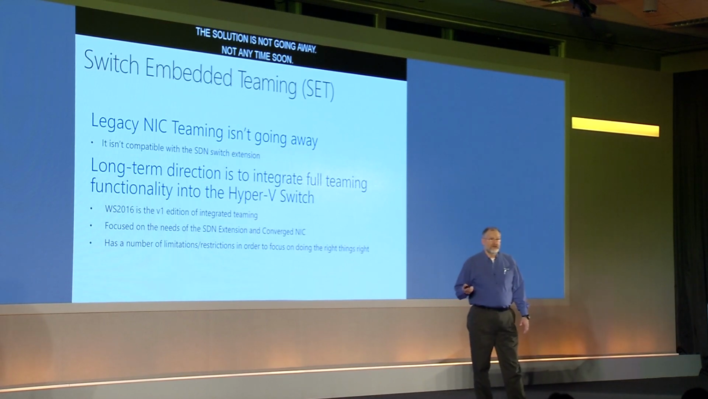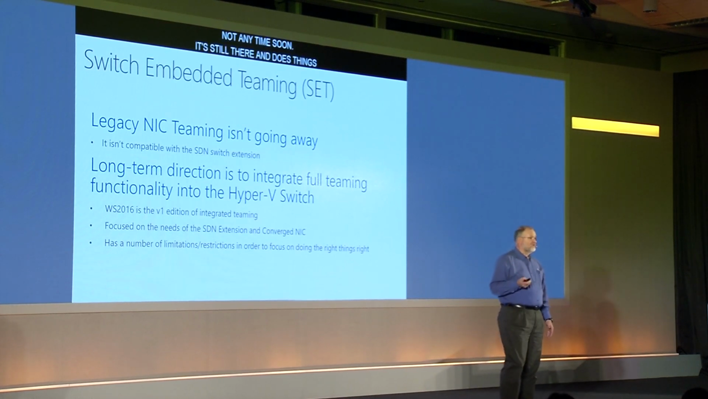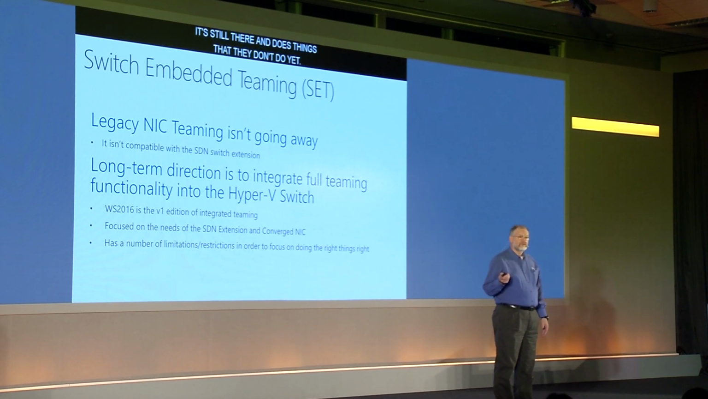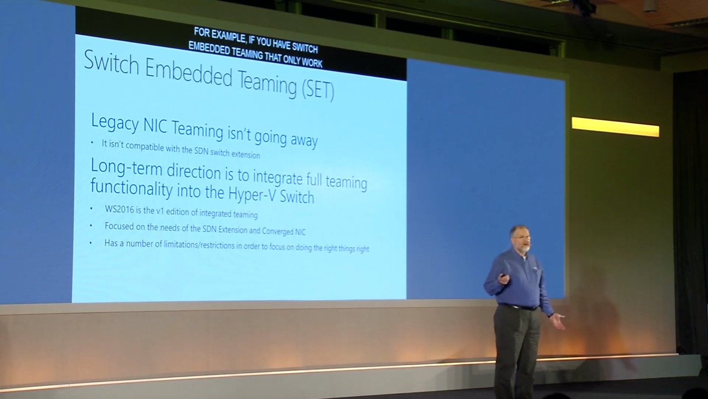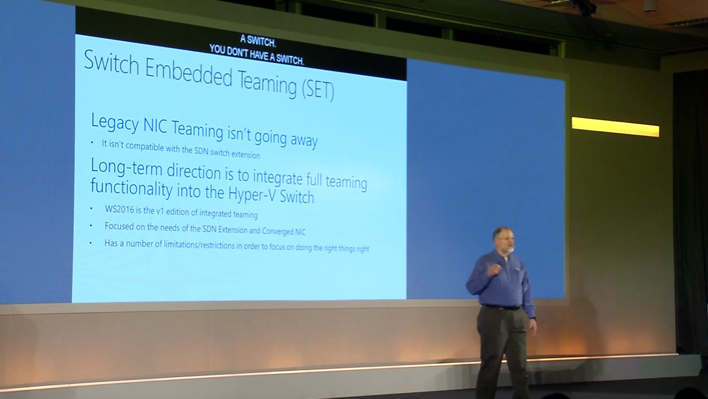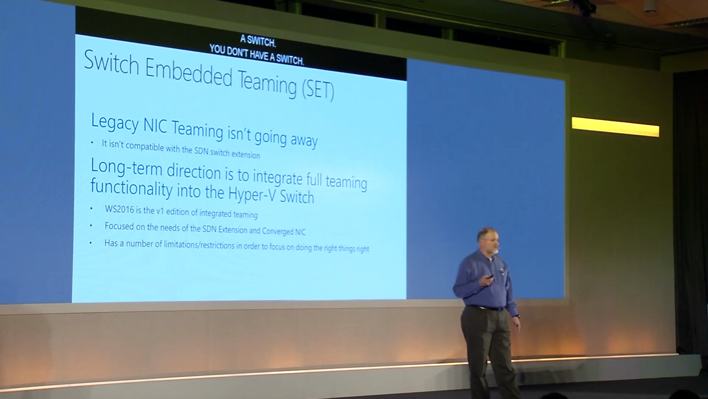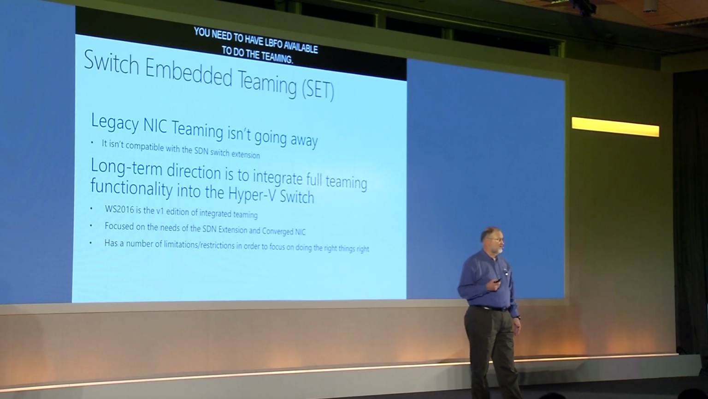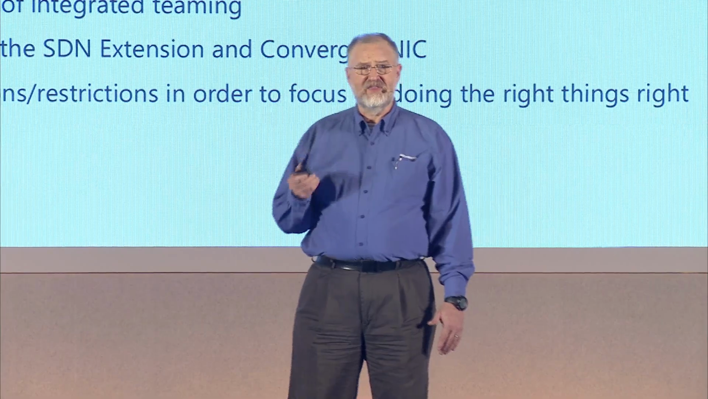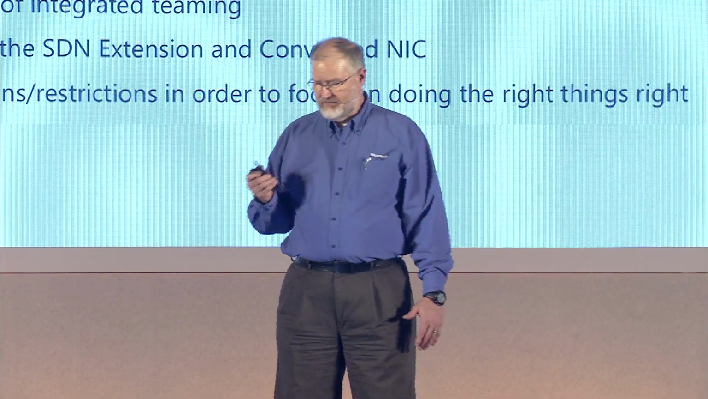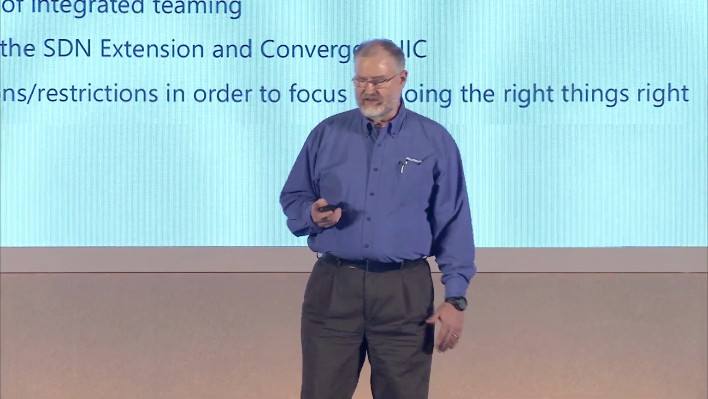For example, switch embedded teaming only works if you've got a switch. If you're in a native host, you don't have a switch. You need to have LBFO available to do your NIC teaming. But if you're in a Hyper-V environment, and especially if you're using a stateful offload like RDMA or SRIOV, you need something that's fully integrated and aware of the things going on in the switch. And that's where switch embedded teaming comes into play.